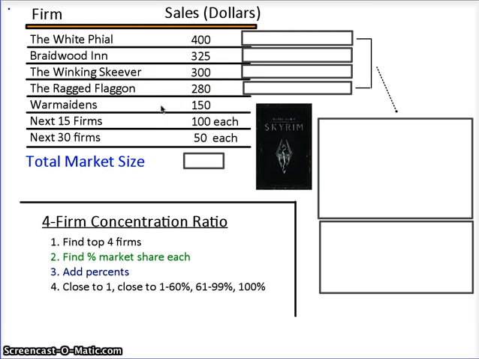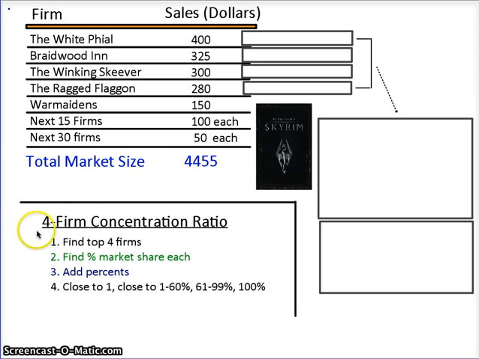What we want to do, first thing we need to do, is find out the size of this market. It's very simple. Add 400 to 325 to 300 to 280 to 150. And then we have 100 each of 15 firms. So 15 times 100 added to the previous numbers. For 30 firms, it's 50 each. So 30 times 50, add that into your equation. And when it's all said and done, bam, there's your market size. So the entire size of the market, they bring in collectively $4,455. Okay? So that's step one.